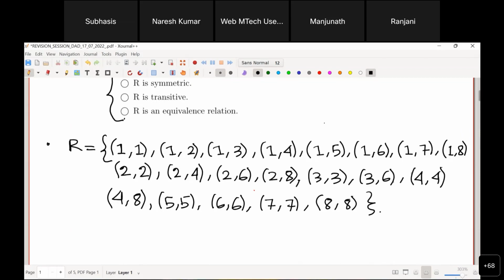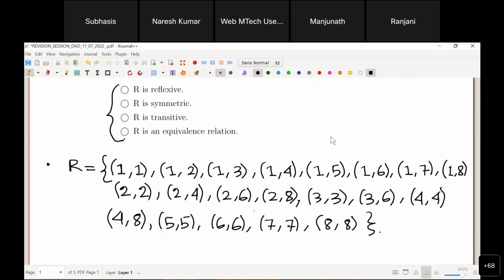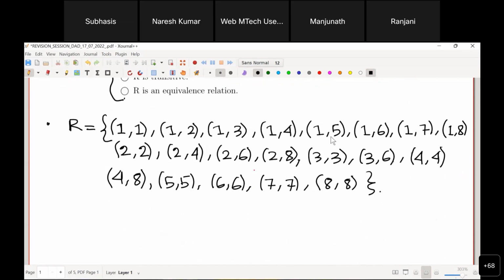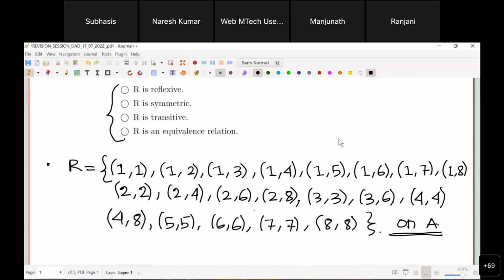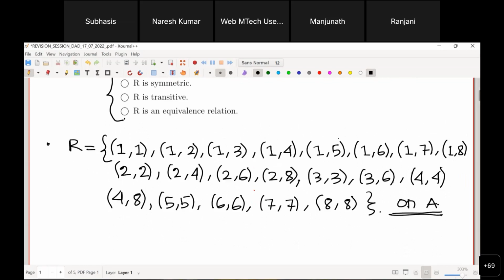So this is the relation that we have defined on the set A. We have explicitly written down all the elements of this relation. The first thing we need to check, as you can see, is whether this relation R is reflexive or not. So any idea whether this relation R is reflexive or not? Yes, it is reflexive, because both the elements belong to set A.